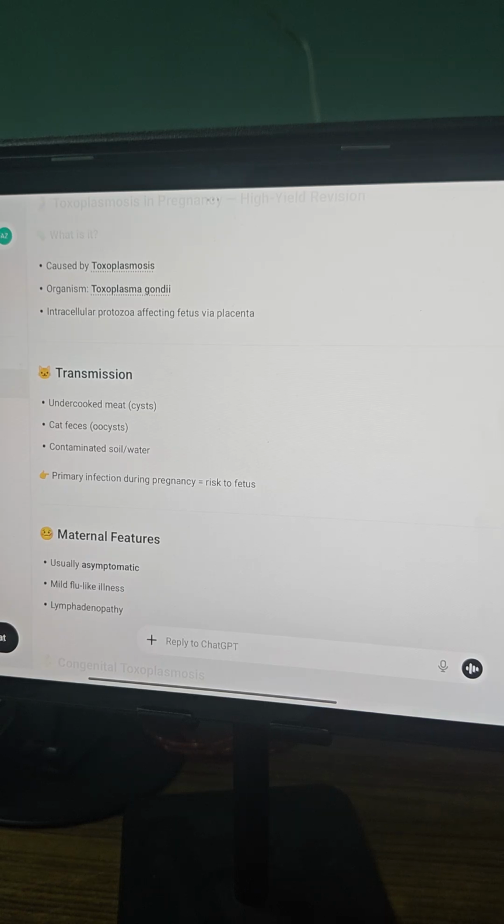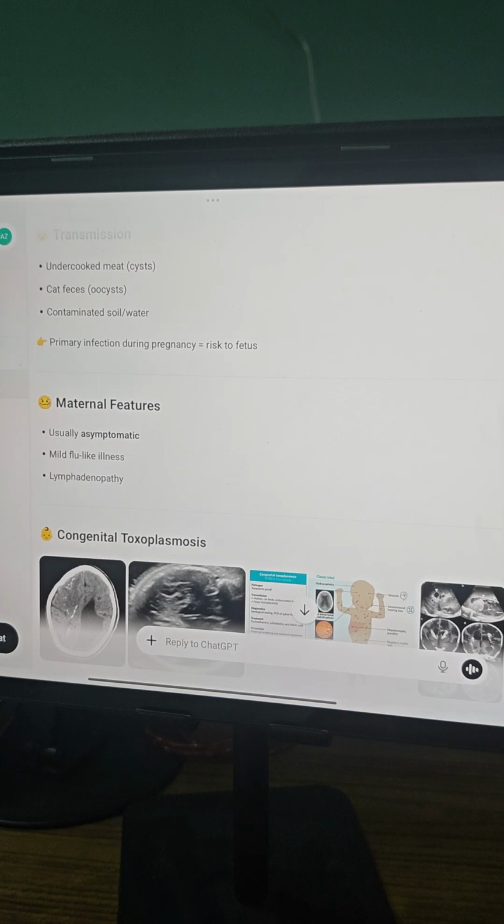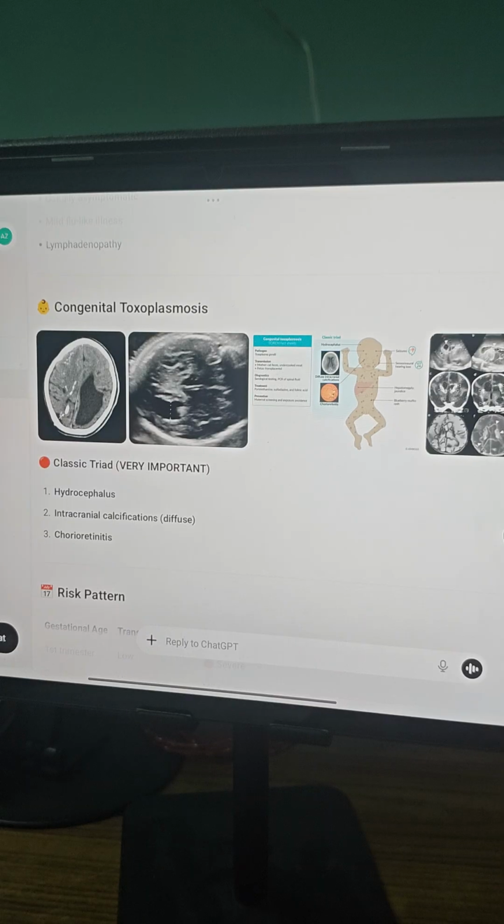It is not a virus, it is an intracellular protozoa affecting the fetus via the placenta, and it occurs due to the consumption of undercooked meat which has cysts of Toxoplasma gondii, cat feces which contain the oocyst, and contaminated soil and water. So these are the transmission factors responsible for toxoplasmosis. Primary infection during pregnancy can cause risk to the fetus, where the mother can present with flu-like illness, and usually asymptomatic lymphadenopathy can occur in the mother.